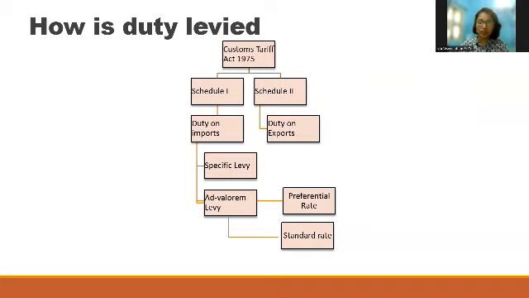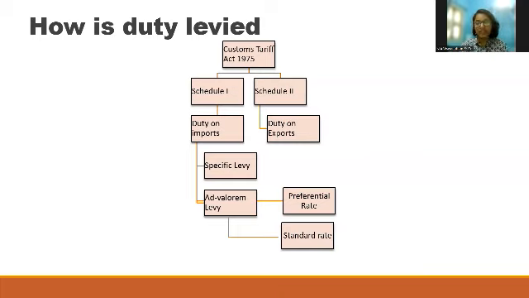So duty on import again can be divided into two, specific levy and ad valorem levy. Specific levy is a particular amount that is fixed on the quantum. And ad valorem levy will be based on the value of the goods which are imported. A particular rate will be applied, like 10% or so.